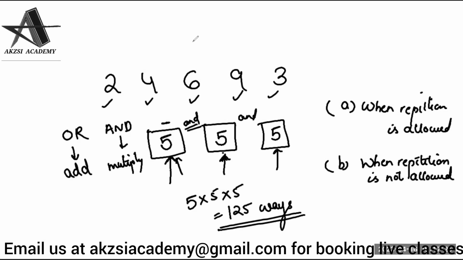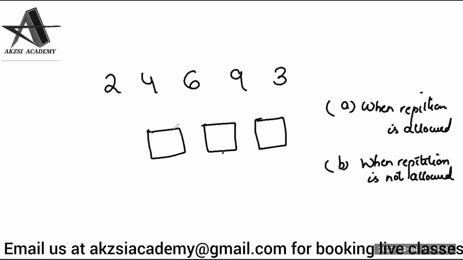Now let me see the next, when repetition is not allowed. For the first box, I can fill it in 5 ways because I can pick any number: 2, 4, 6, 9, 3. So I can write 5 ways here. But if repetition is not allowed, whatever number I have picked for the first box, I can't use it in the other boxes.